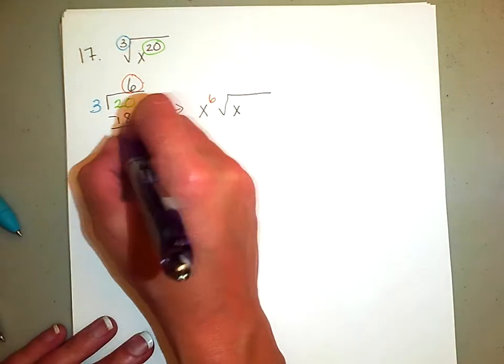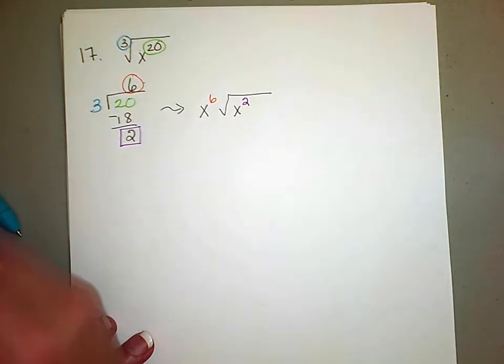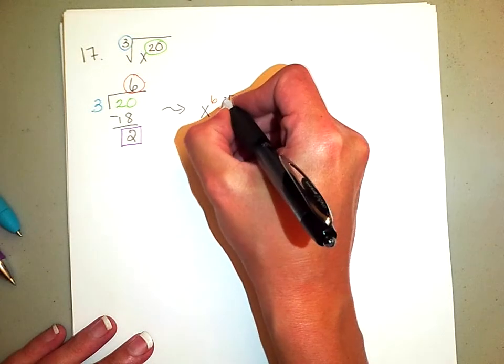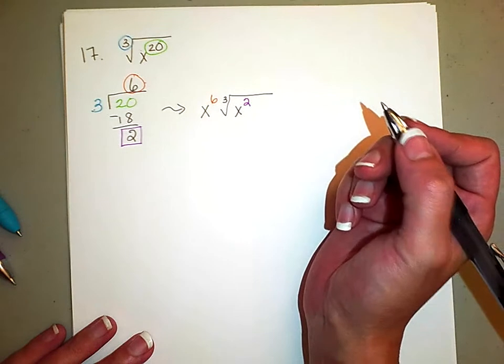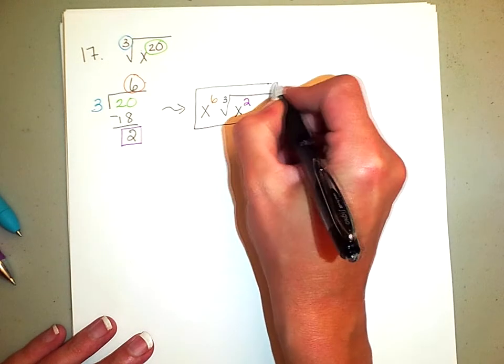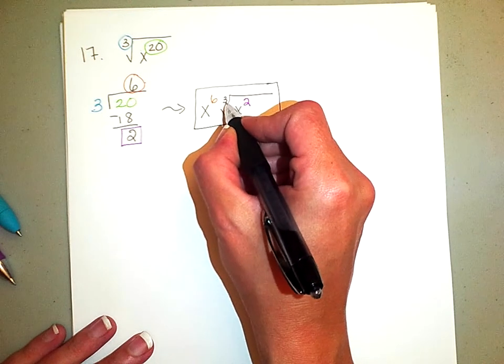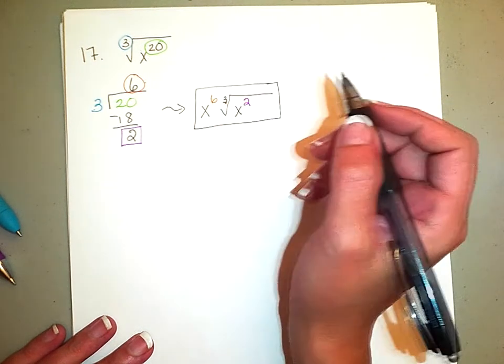I have the remainder left over, which is 2. And I have to remember to put the cube root in there. So be careful about how you're writing things. This index, this n, our 3, must be written very small.